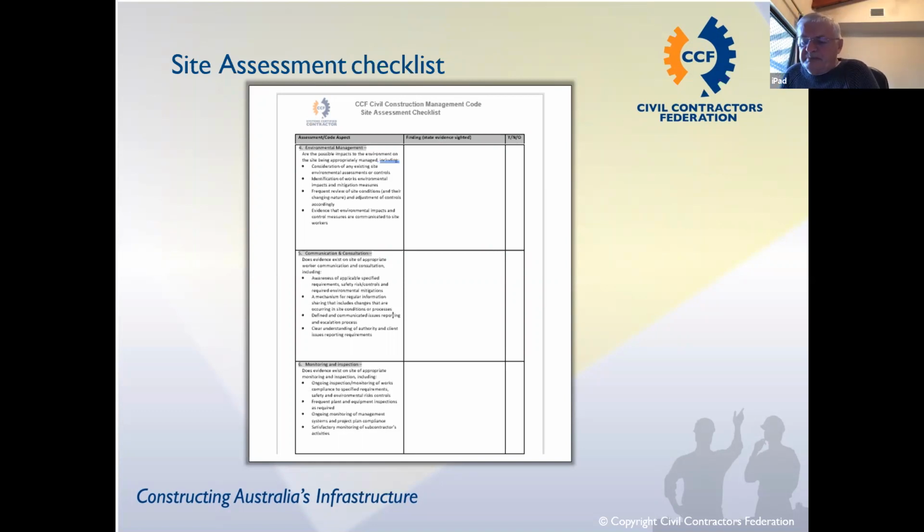Safety and environmental risk plan, ongoing monitoring of management systems and project plan compliance. Is it working, what we've planned? Do we need to alter it? And then you see that satisfactory monitoring of subbies' activities. How are we managing those? Have the people that have come on site got all the appropriate gear? Is it in date? Have they got a SWMS, or do they have to go through our SWMS and we have to get them to sign off on that? We need to make sure that they've got all their tickets in place and that sort of stuff. VOCs are in place as required. So you can see that's part.